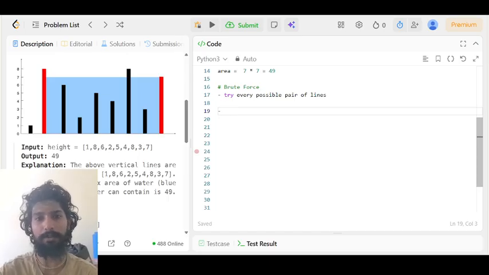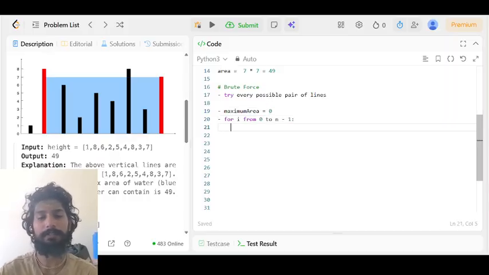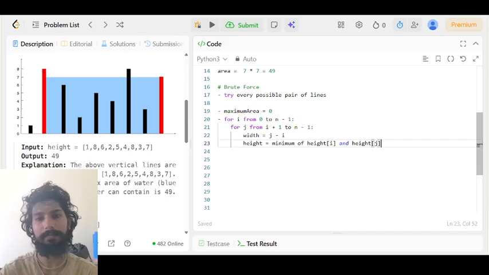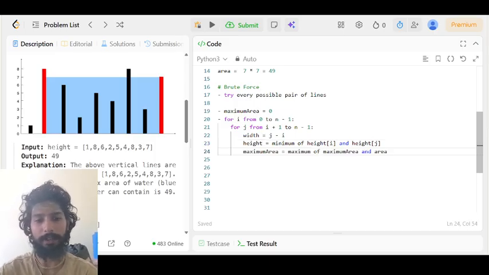We initialize maximum area equal to 0, and for i from 0 to n minus 1, we run j from i plus 1 to n minus 1. Then we record width equal to j minus i and height equals minimum of height i and height j. Calculate the area, update the maximum area, and finally return the maximum area.